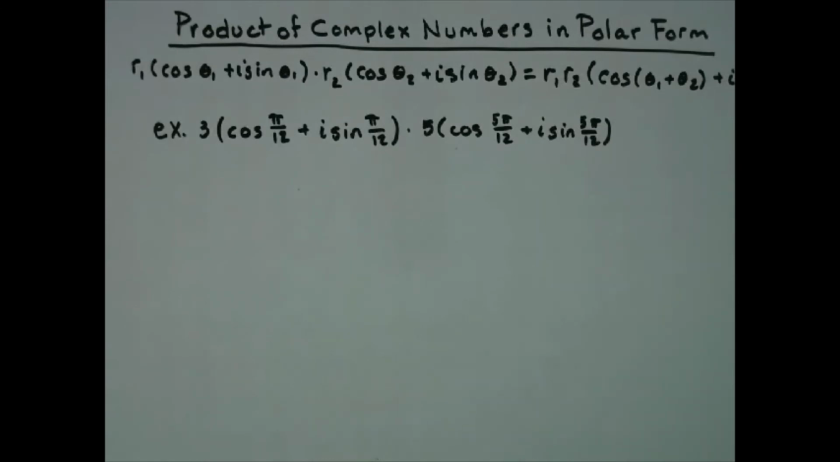So here's another example. We have 3 cosine pi over 12 plus i sine pi over 12 times 5 cosine 5 pi over 12 plus i sine 5 pi over 12. So I encourage you to pause and attempt this product on your own.